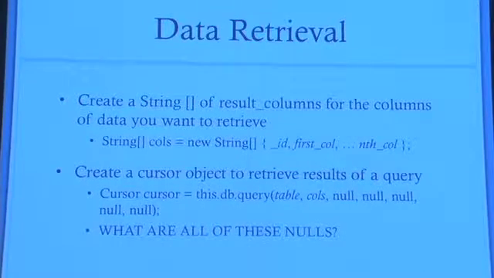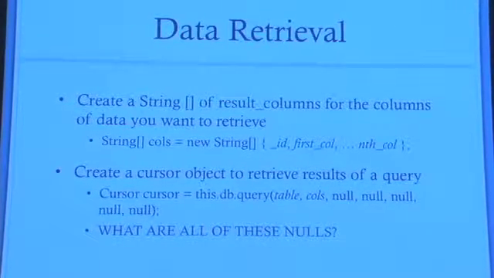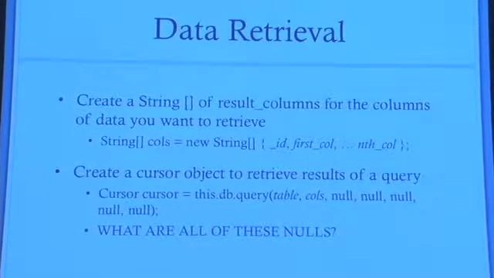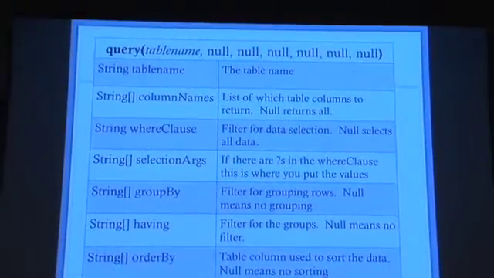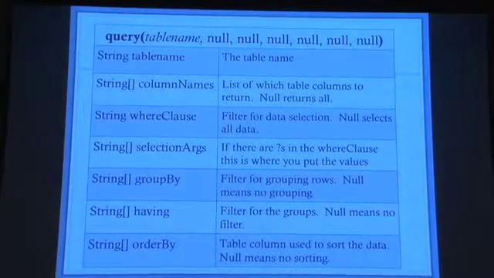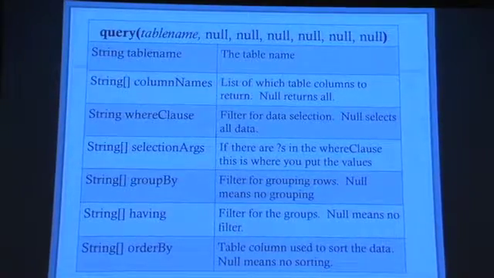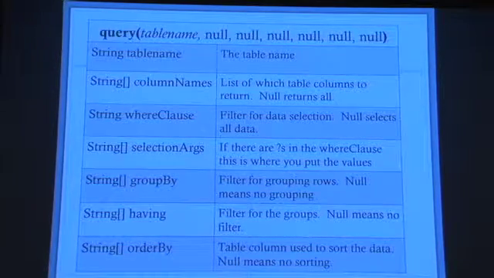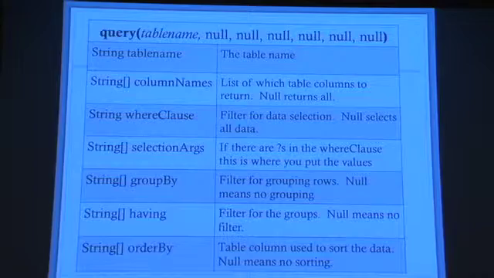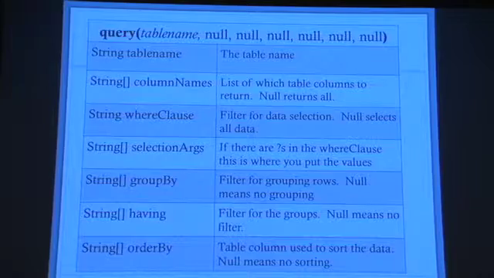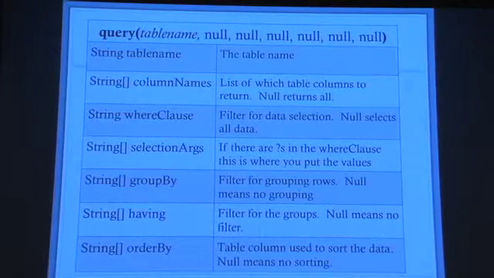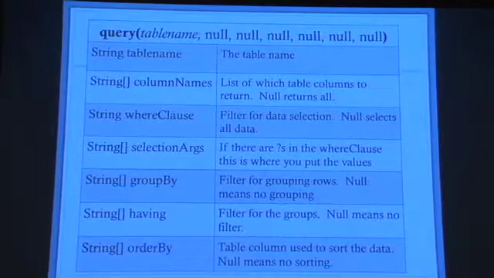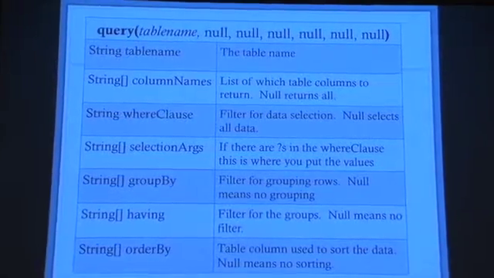Cursor is this.db.query, and then table is your first parameter, and there are 7 parameters all together. What are all of the parameters? Let's see. Here's a table of the parameters. The first parameter is the only one that you actually need to put in. Well, you need to fill in the rest as null if you don't decide to put anything else in there. And obviously, you do need the table name so that the query knows which table it's querying. The second parameter, like I said before, is that string of column names, the list of which table columns to return, and null will return all of your columns.